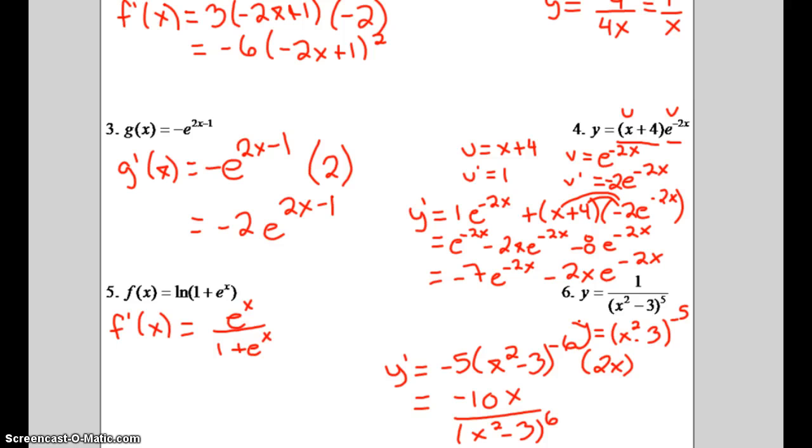So short notes tonight. Go back over and just make sure you remember the 2 rules for e and for natural log.